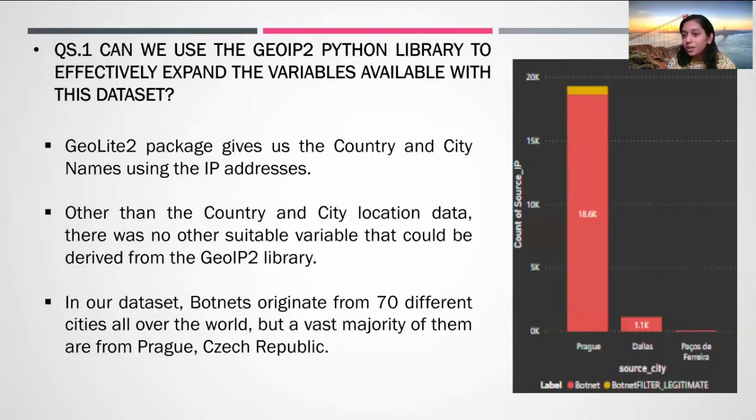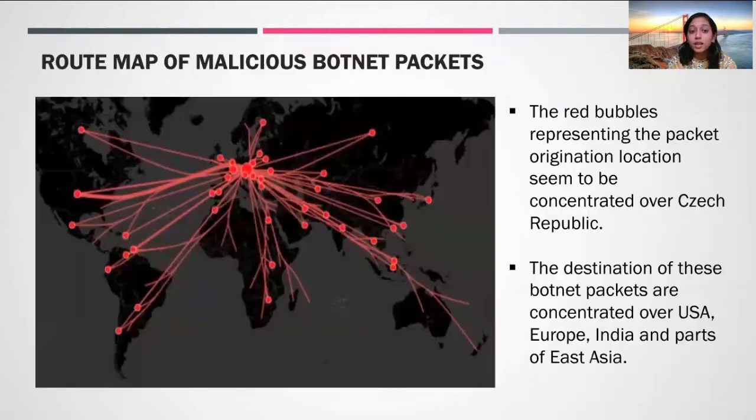But this could be mainly because our dataset is from Prague. So apart from Prague, there are about 70 other cities all over the world where these botnet packets originate. This can be clearly seen on this map, which was created using Power BI. The red bubbles indicate the origination location, and the red lines indicate their destination.